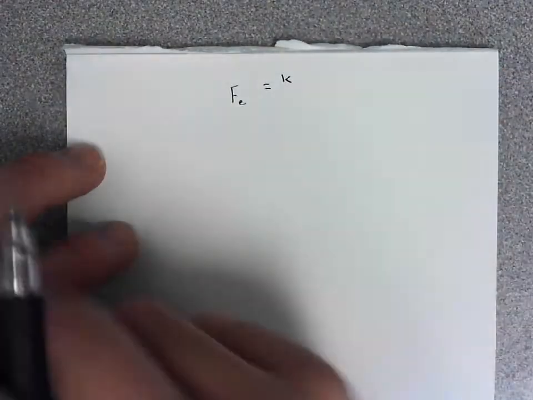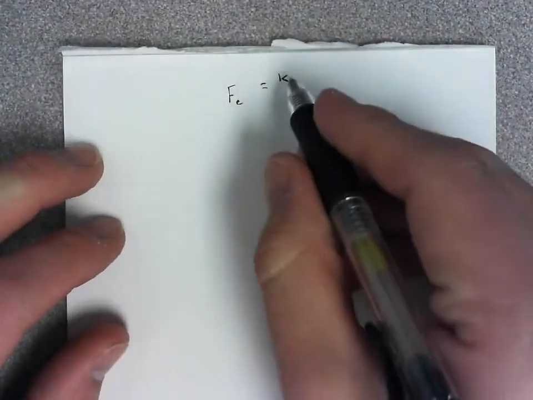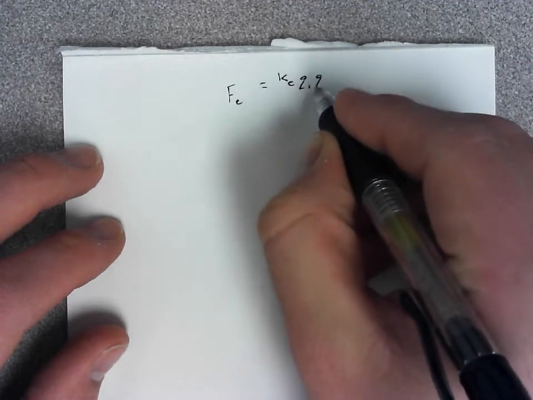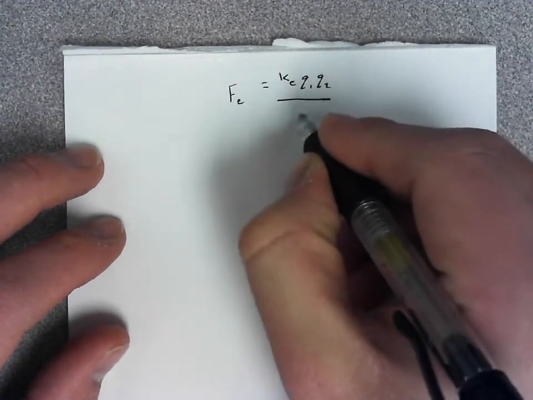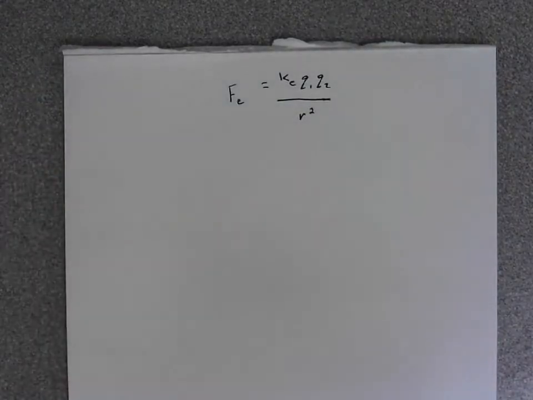We have a constant. In this case, it's our electrical constant. Sometimes you'll see it as a K or just a KE. And then we have a charge and another charge, and it's divided inversely by the square of the distance between the two object centers.